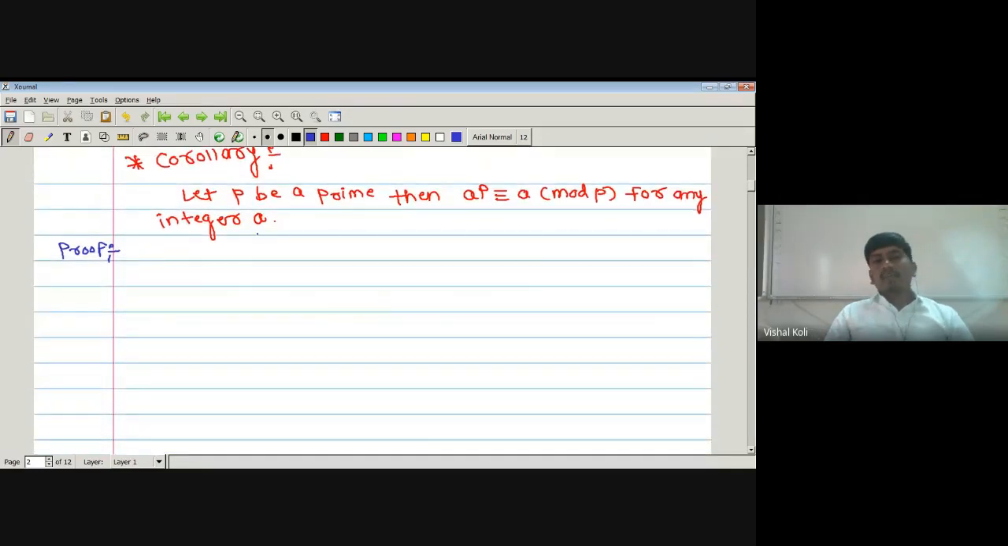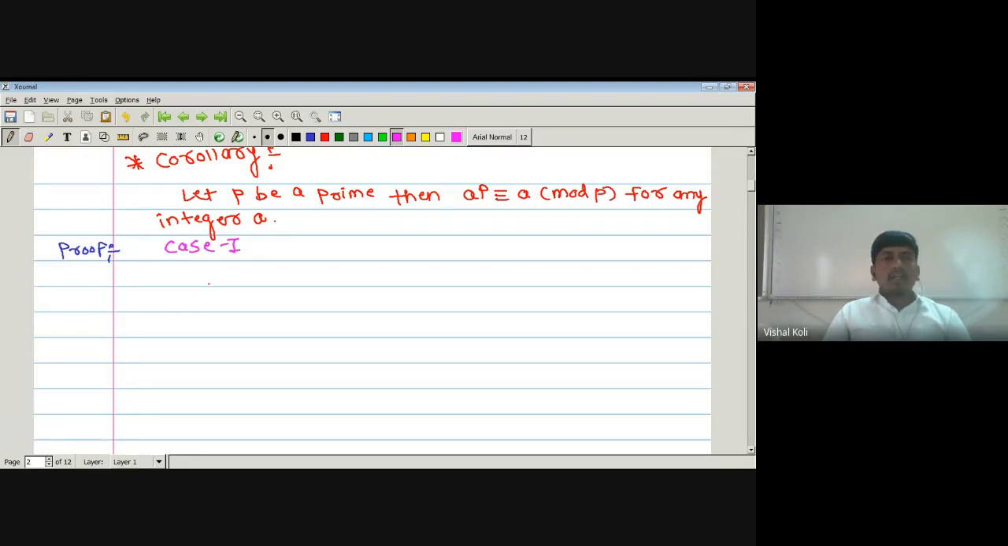In Fermat's theorem it is given that p is a prime and a is any integer such that p does not divide a, but here there is no restriction on p and a, that is either p divides a or p does not divide a. Therefore there are two possibilities, either p divides a or p does not divide a. Okay, now first take case 1.